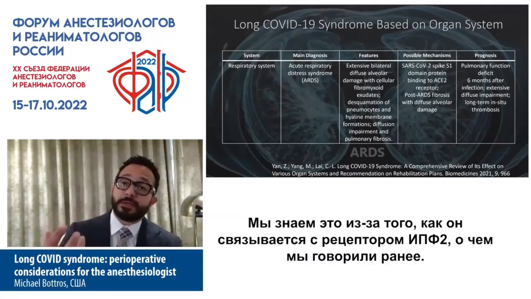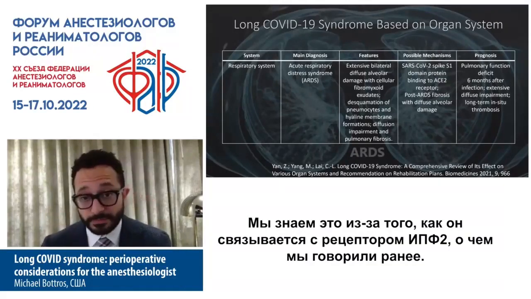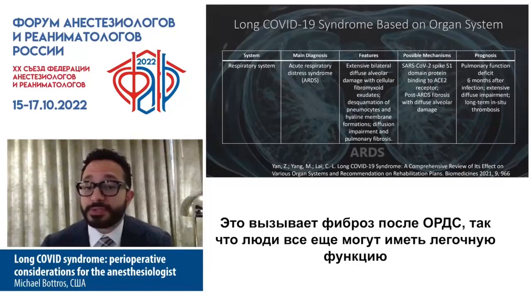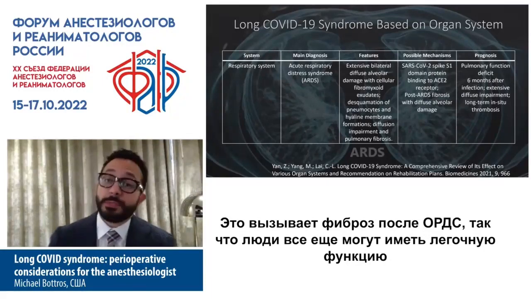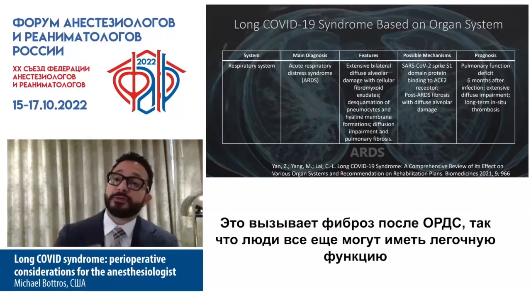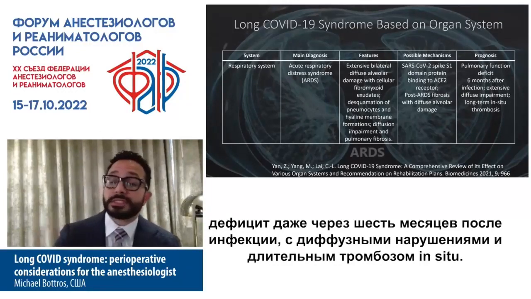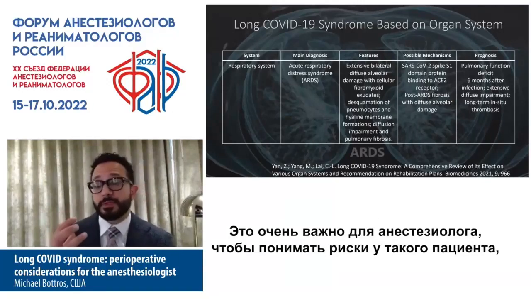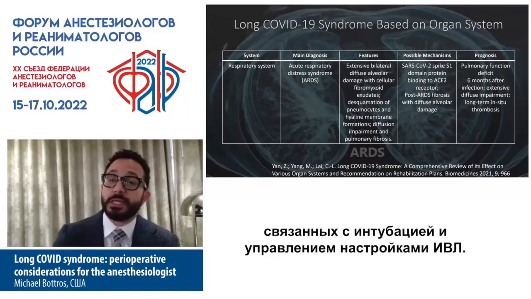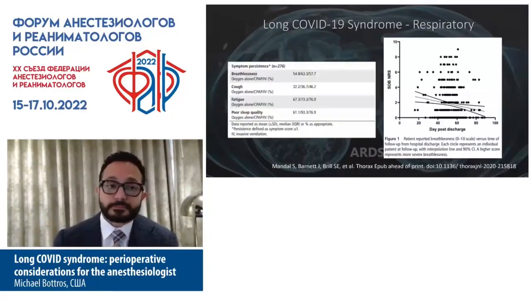We know this because of how it binds to the ACE2 receptor, like we talked about earlier, and it causes that post-ARDS fibrosis. So people can still have pulmonary function deficits even 6 months after the infection with diffuse impairment and long-term in situ thrombosis. This is very important as an anesthesiologist to understand the risks associated with intubation and ventilator management.